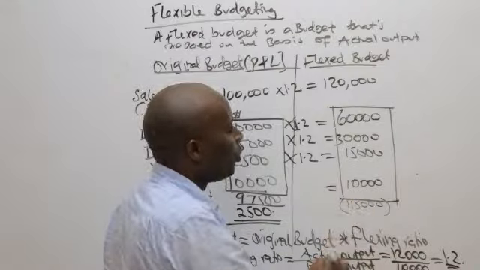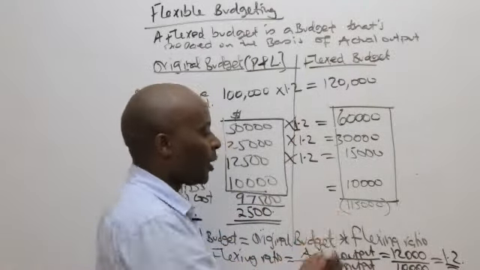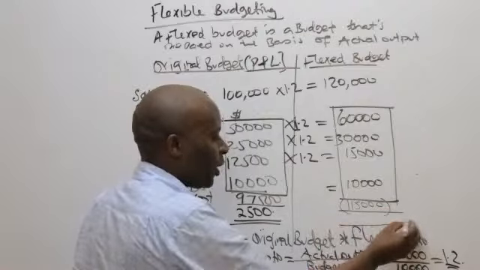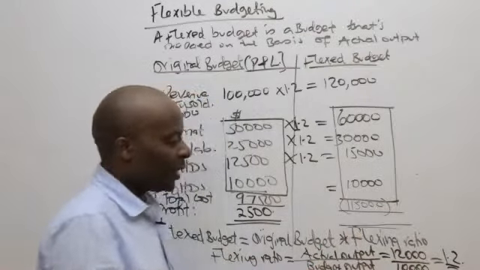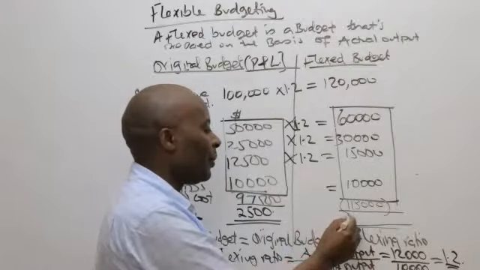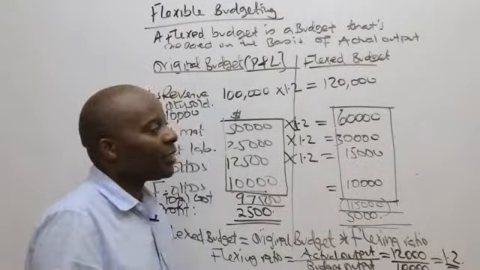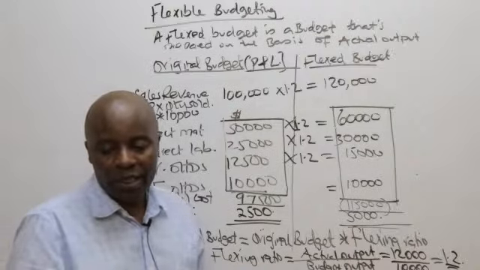115,000. So then could you kindly subtract 120,000 minus 115,000? What figure of profit are you going to get? Of course, I know the answer, but generally, I would want to see whether you're connecting them. 5,000. Thank you very much. So that is the end of the flexed budget.